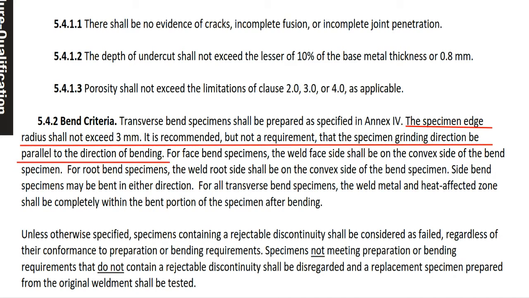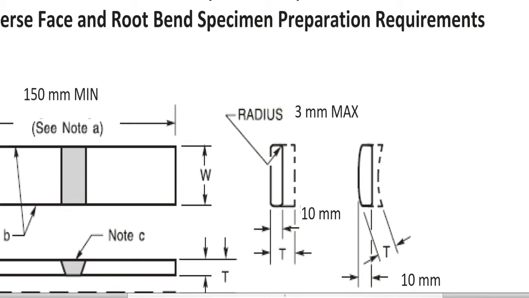Next, the specimen edge radius shall not exceed 3 mm. It is recommended but not a requirement that the specimen grinding direction be parallel to the direction of bending. The specimen edge radius shall not exceed 3 mm. What this means is the radius here is a maximum of 3 mm, and exceeding 3 mm is not acceptable.